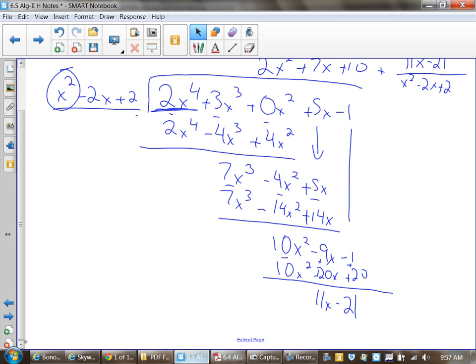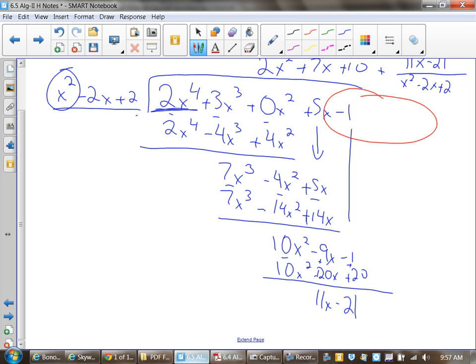The way you get the remainder is when you have nothing left over here to drop down, that's your leftovers. Whatever's there always goes over what you're dividing by, and that will always work. When you have nothing left to drop down from underneath the division symbol, the dividend, all you have to do is take that value and put it over what you're dividing by, and that's your remainder.